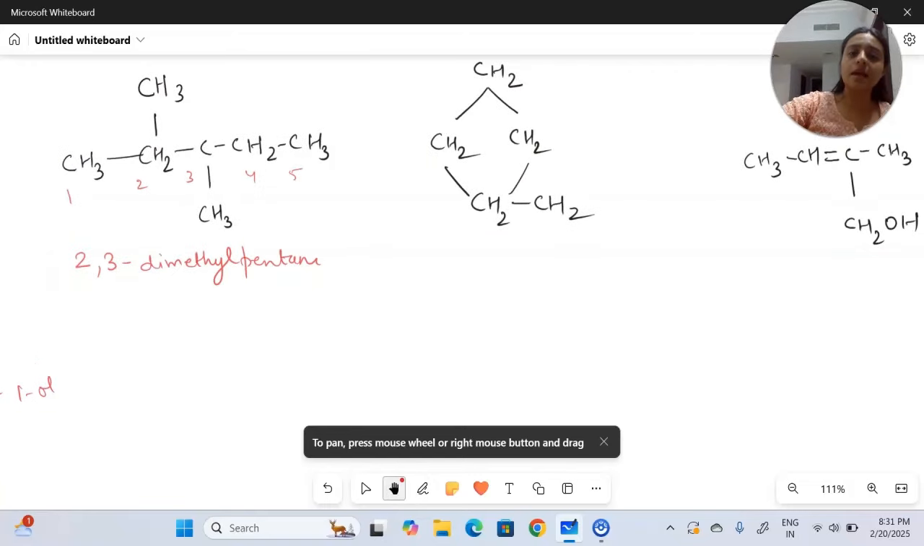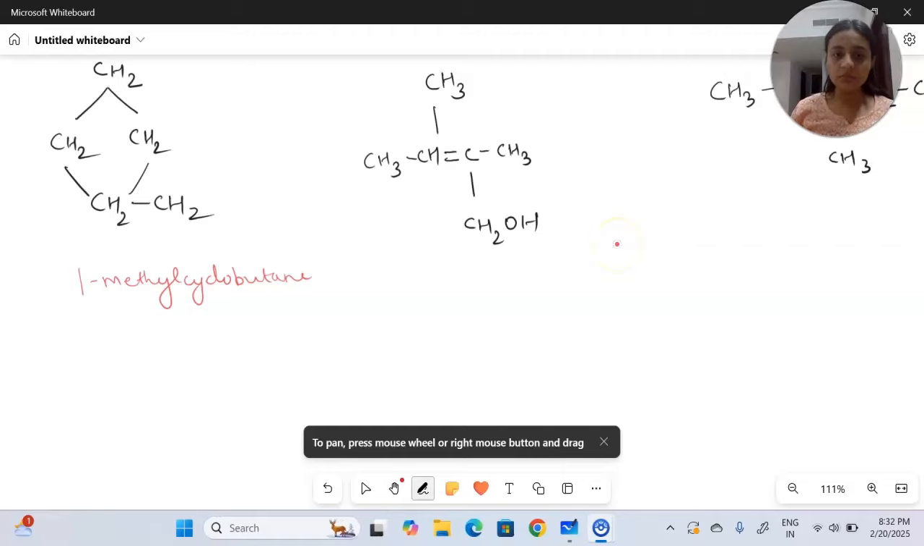And what about this one? You can see it's cyclo. So you can write 1-methylcyclo. How many? 1, 2, 3, 4. Butane. So as you can see, this one you're going to write like this. You can see there is a functional group also there. So we will write 3-methyl, and there is a double bond also. Okay. So like this you're going to write.